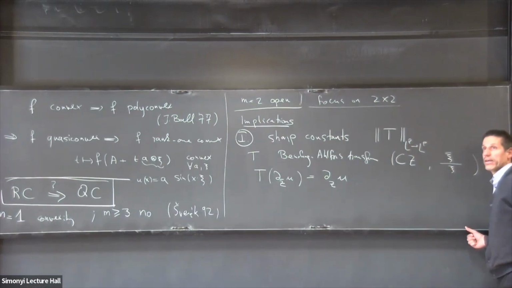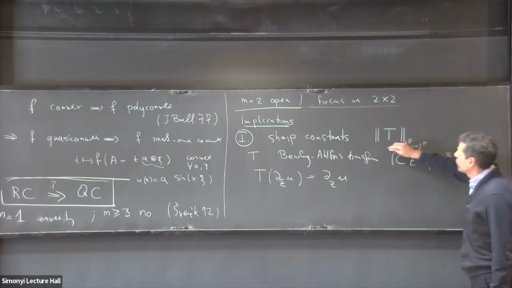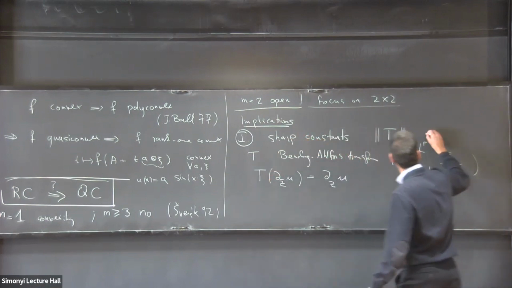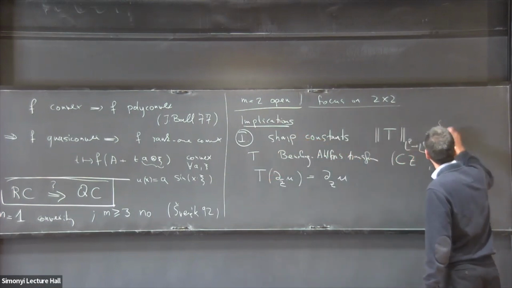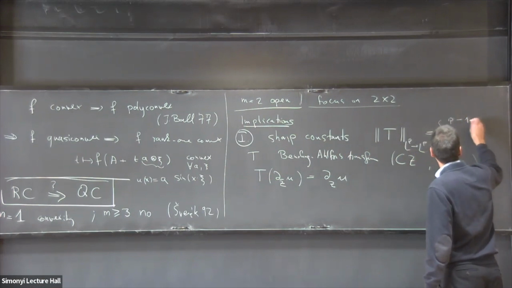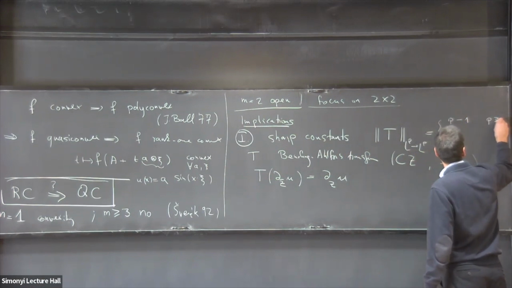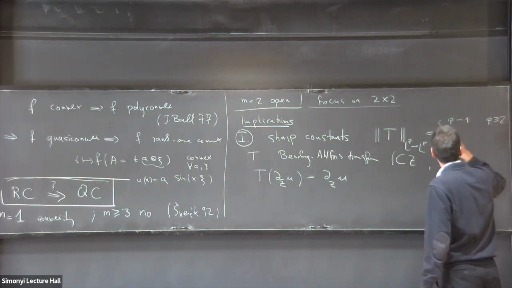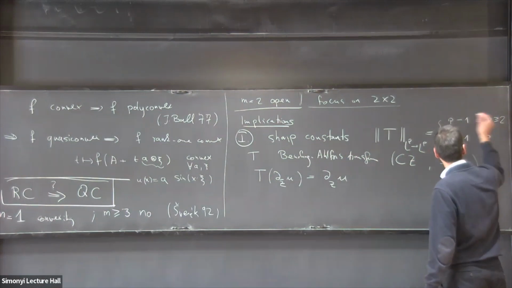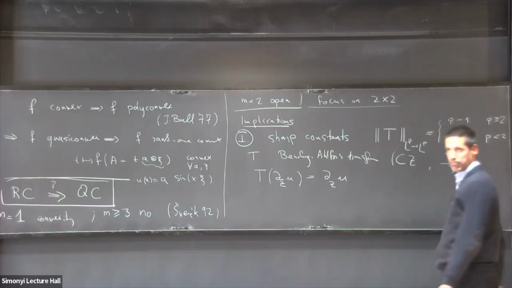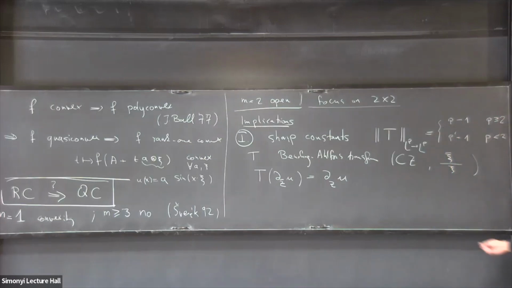You're saying if that conjecture is true. Oh, so if the conjecture is true, then the norm would be P minus 1 if P is bigger than or equal to 2, and P prime minus 1, the Hölder dual, if P is less than 2. That would be the conjecture.